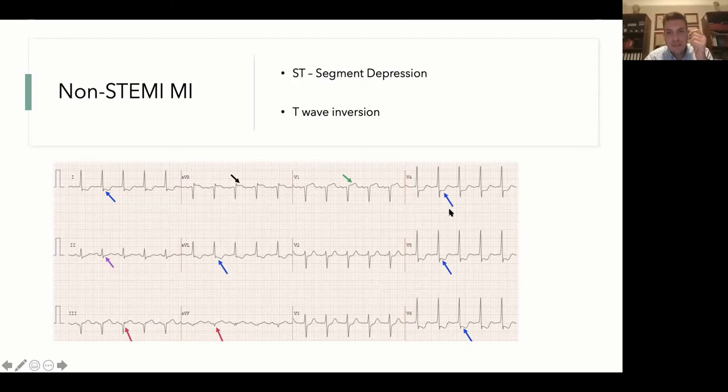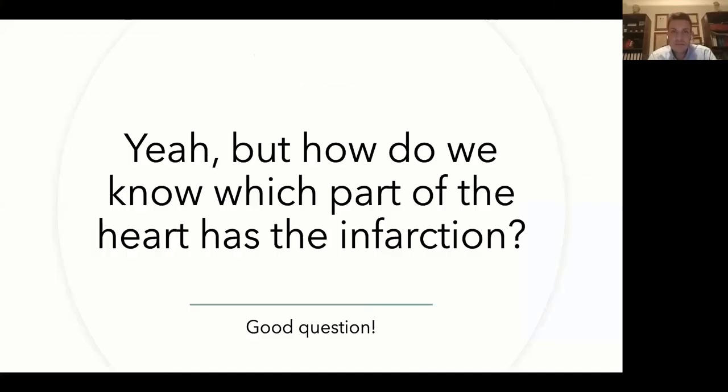So the blue arrows indicate ST depression, and I really hope you can see it by now. We said that the ST should be flat and heading upwards towards the T wave. And as you can see in lead 1, AVL, V4, V5, and V6, it is depressed, it's going downward. And at the same time, where the pink arrows are pointing, you can see those are actually negative T waves. So the presence of those two combined are a sign of non-STEMI MI. And that's it. It is pretty simple.